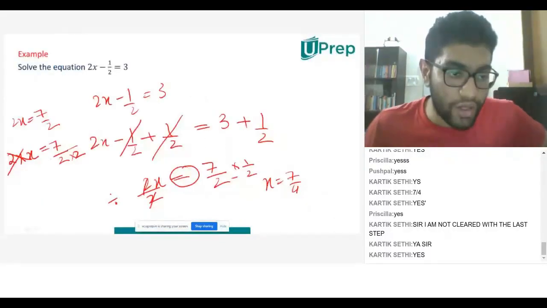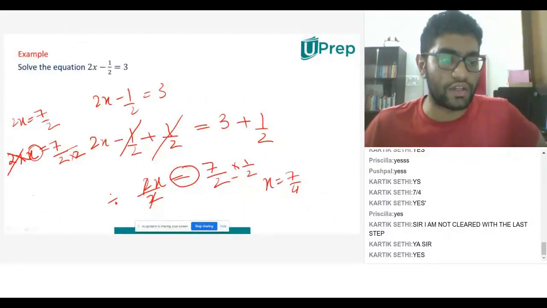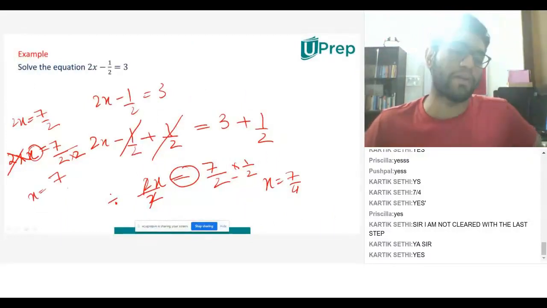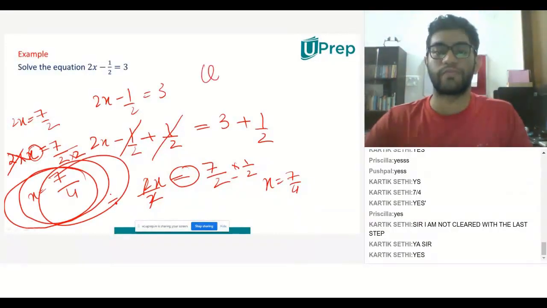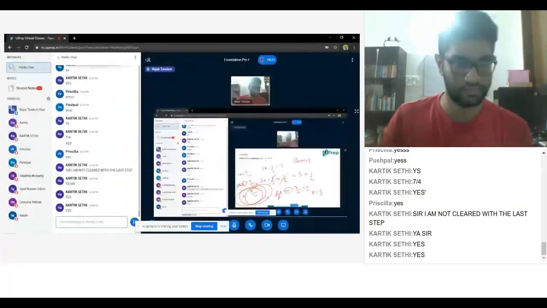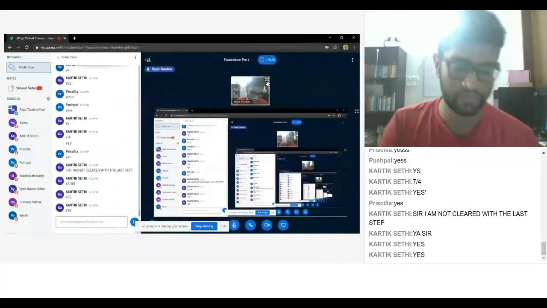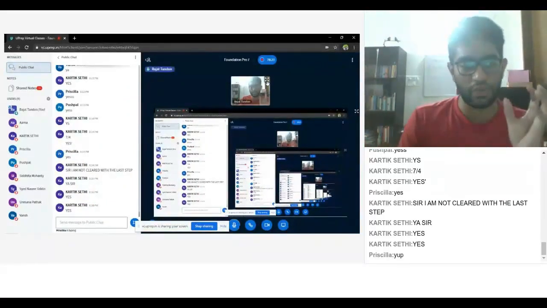Yes. Now what do I get? I only have x over here. x equal to what? 7 by 4. Is it clear now? Clear? No doubts. Now guys, next question for you.